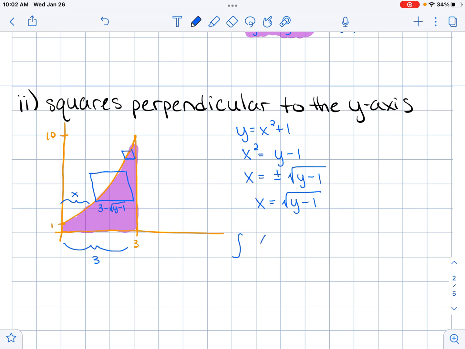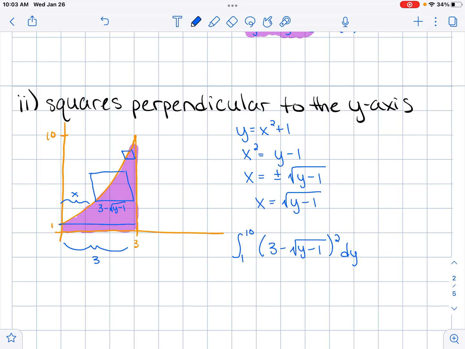And the area of the square then is (3 minus the square root of y minus 1) squared. Everything is with respect to y, so we're going to integrate along the y-axis from 1 to 10. And why didn't I start at 0? Because we've got a really interesting situation here. We have a different part of our graph, so that means from 0 to 1, we've got a completely different thing going on. But let's just look at from 1 to 10 first.